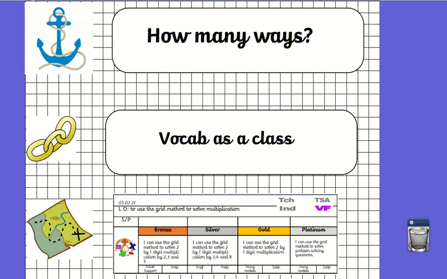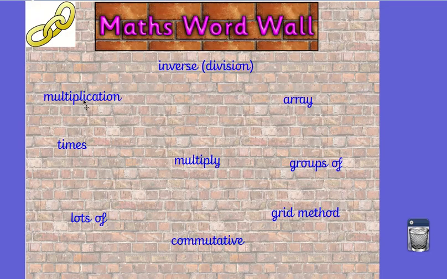Okay, so your little overview, you're going to have an anchor, we're going to look at some vocab, and then we'll talk about your success criteria. So I've added some words to the wall, but there might still be some more that you want me to add, so just let me know, okay? So I've got multiplication, times, lots of, multiply, the inverse, which is division, array, groups of, grid method, and commutative. So there might be some other words that you want me to add, so just let me know.